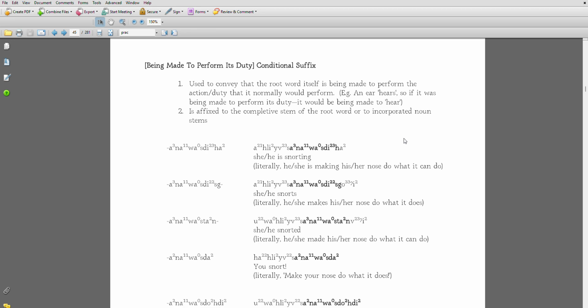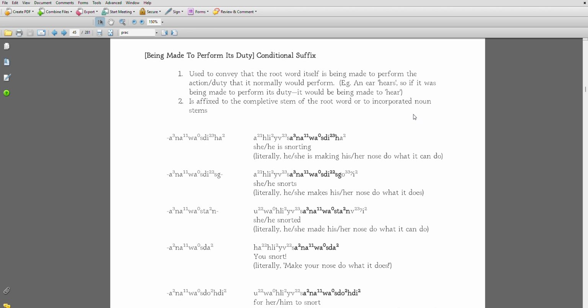Being made to perform its duty, conditional suffix. Used to convey that the root word itself is being made to perform the action or duty that it normally would perform. So, for example, an ear hears. So if it was being made to perform its duty, it would be being made to hear. And it is affixed to the completive stem of the root word or to incorporated noun stems.